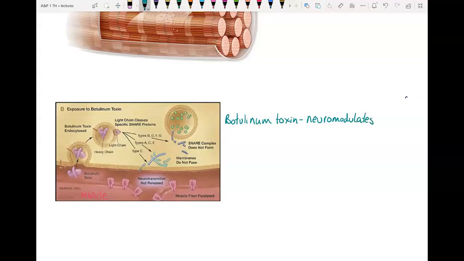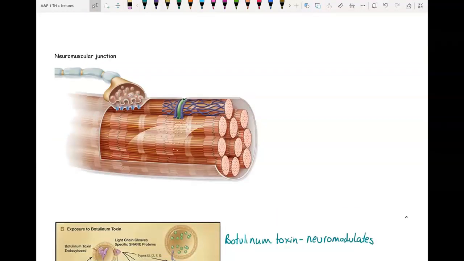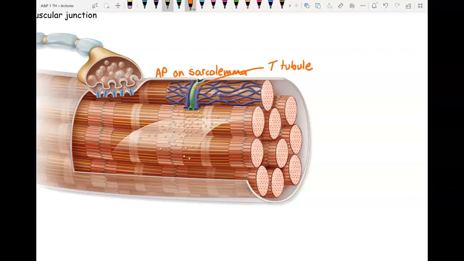So let's review what goes on with a muscle. And we're going to put some ideas together from Chapter 10 and Chapter 12. So this picture should be familiar. Remember, the whole idea is that you get an action potential on your sarcolemma. That goes down the T-tubule. And when it does, you release calcium from the terminal cisternae.